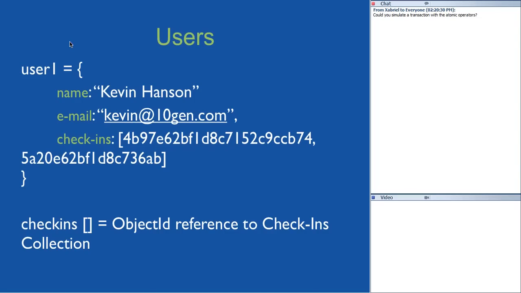So, here's a user. We've got a user here, it's me, Kevin Hansen, with an email of kevin@10gen.com, and then we've got an array of check-ins. So you can see that check-ins is an array, and it has these sort of long numbers in there, these identifiers, and that is an object ID reference to the check-ins collection.